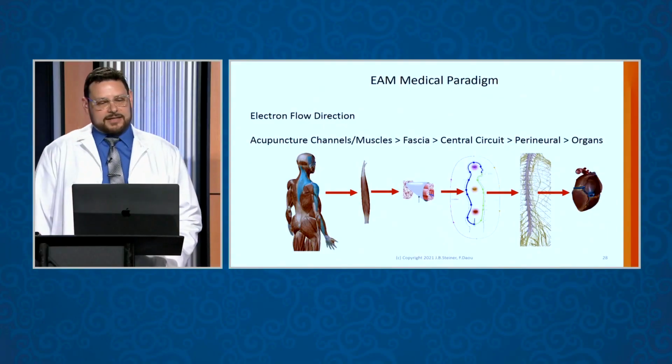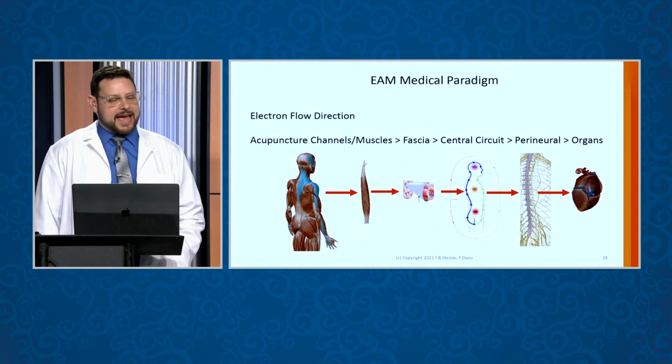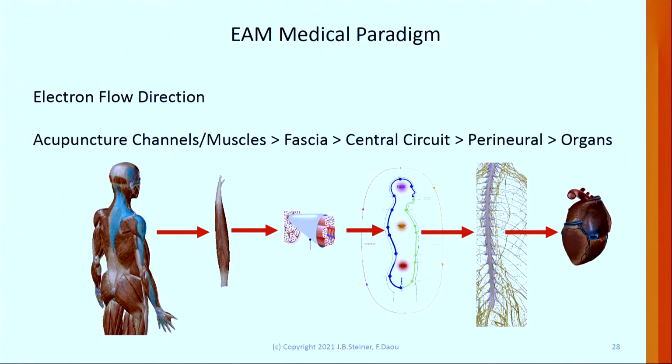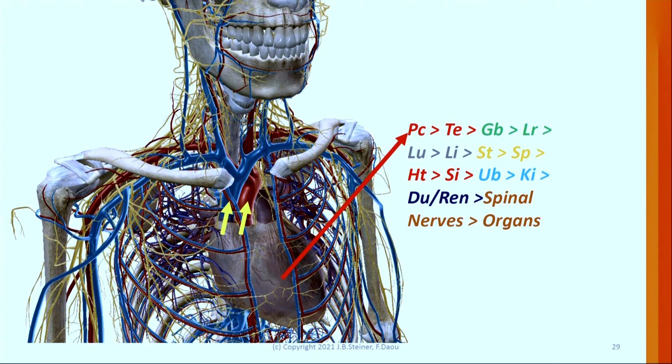This is basic channel flow. So from the acupuncture channels, the Qi flows from the muscles into the fascia, into the central circuit, into the epineural covering of nerves, and out into the organs. In this slide, which probably, I hope, appears again at a different time, is very important, because this is how we can create the optimal treatment protocol simply from understanding Qi flow principles.